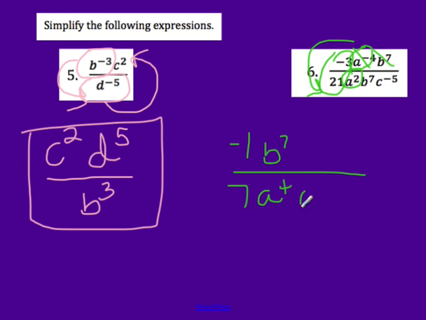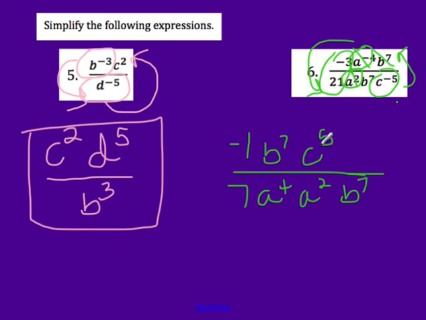A squared is positive on the bottom, so I'm going to keep it on the bottom. B to the seventh, positive on the bottom. I'm going to keep it on the bottom. C to the negative fifth is negative on the bottom, so I'm going to flip it to the top. So now I've dealt with all of my negative exponents. Now I need to start simplifying.